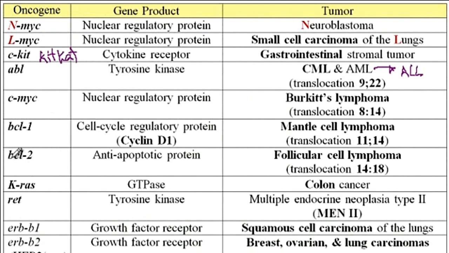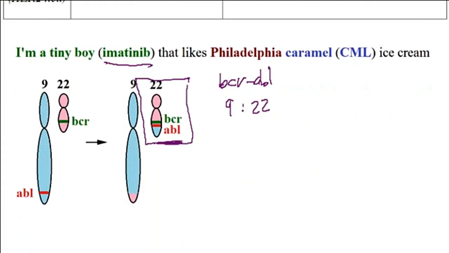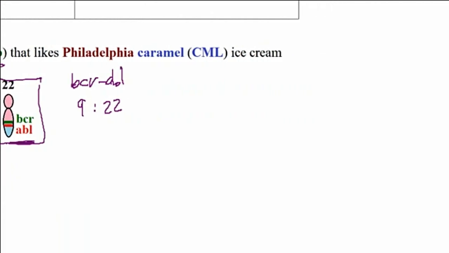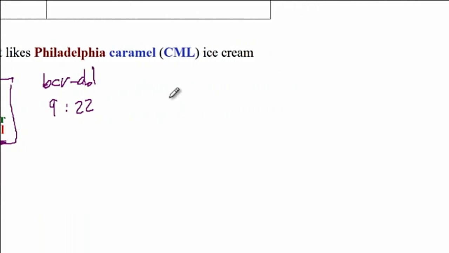Next, we have oncogenes that can lead to the development of B-cell non-Hodgkin lymphoma, including Burkitt's lymphoma, mantle cell lymphoma, as well as follicular lymphoma. So the memory aid that I have for you here is called Birdman flies. So let me go over that.